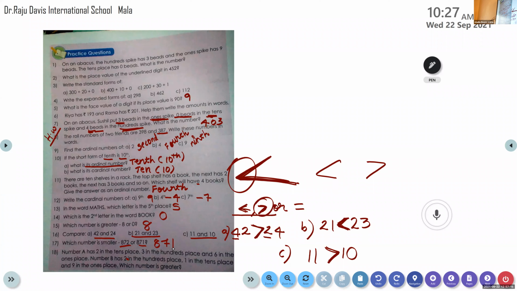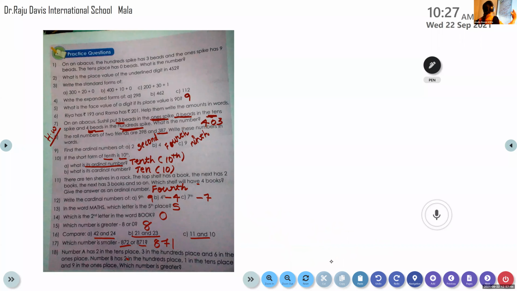Now, question number 18. Number A has 2 in the tens place, 3 in the hundreds place, and 6 in the ones place. Number B has 2 in the hundreds place, 1 in the tens place, and 9 in the ones place. Which number is greater? For that, we have to find out the numbers first. That means number A and number B. So, number A and number B, we have to find out first. Let us write number A first.